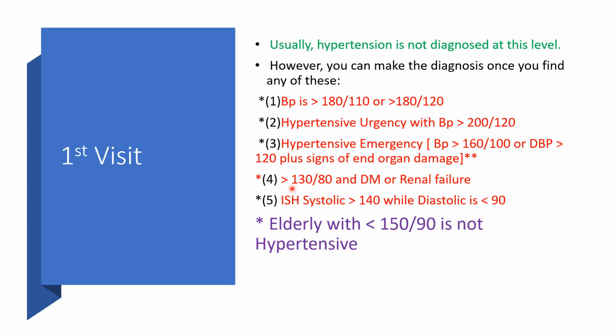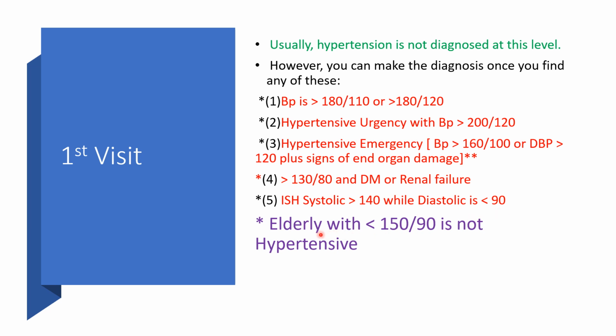If it is greater than 130 over 80 in a patient that is diabetic or having renal failure, because the target blood pressure in them is anything less than 130 over 80 millimeters of mercury. So when it is greater and it is an individual with diabetes mellitus or renal failure, that is hypertensive already. You can diagnose that. Isolated systolic hypertension can be diagnosed with systolic blood pressure greater than 140, while diastolic is less than 90 millimeters of mercury.